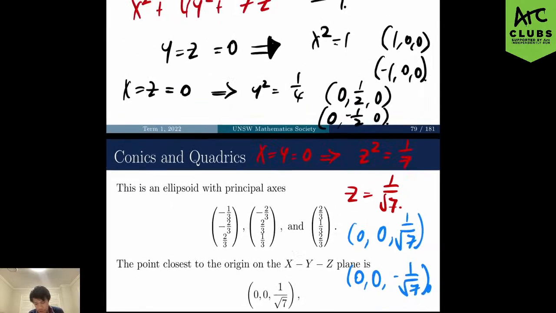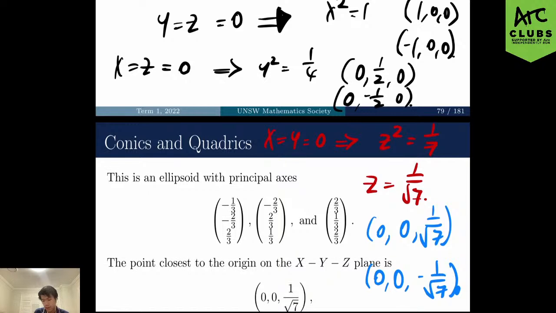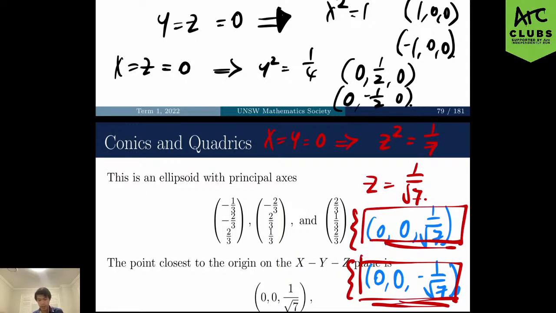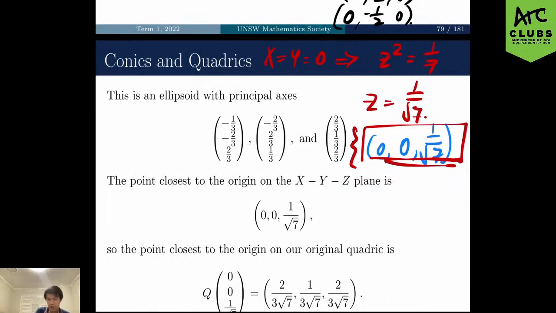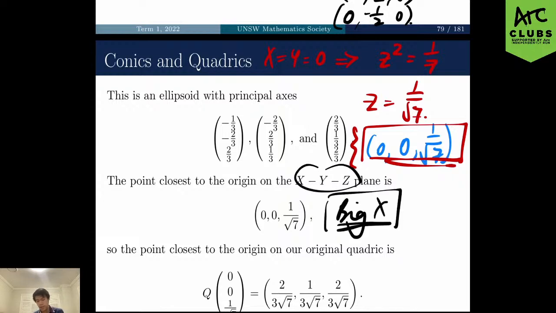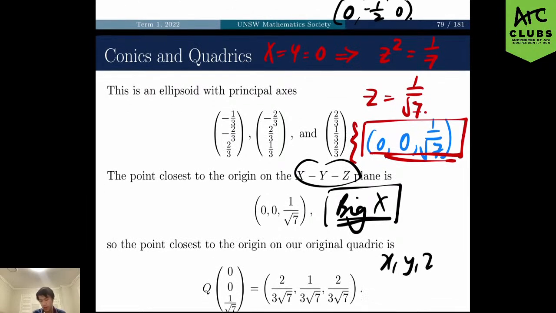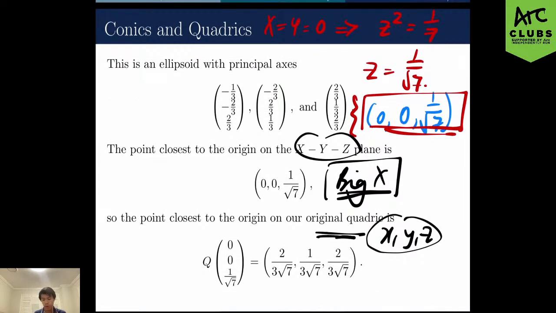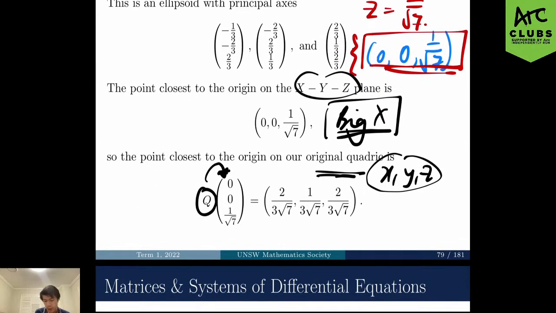If you actually go through the process of finding the coordinates, which isn't our focus for today, you'll find that one of them is very close to the other. These are the closest points to the origin. So the point closest to the origin in this big X space is equal to this. To get the corresponding point on the xyz plane, which is the original quadric, we multiply Q by that, and that ends up giving us this point here.